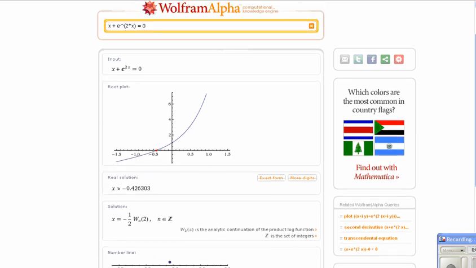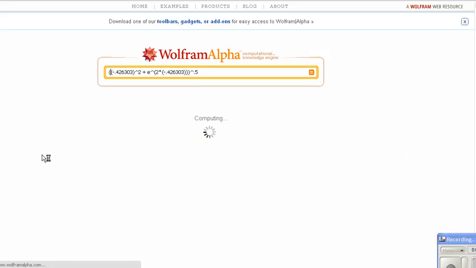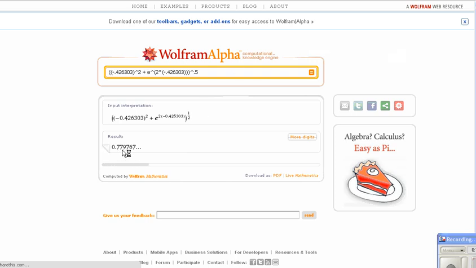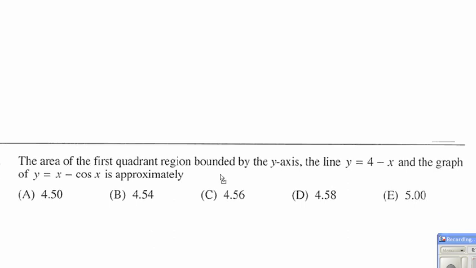So distance squared, if you remember, was x value squared, so we're going to have negative 0.426303 squared plus e to the 2 times this value, negative 0.426303. Now, all we have to do is raise this to 0.5. That will be our distance. We realize that it's about 0.78, as you can see. So our final answer would have been 0.78 right here.